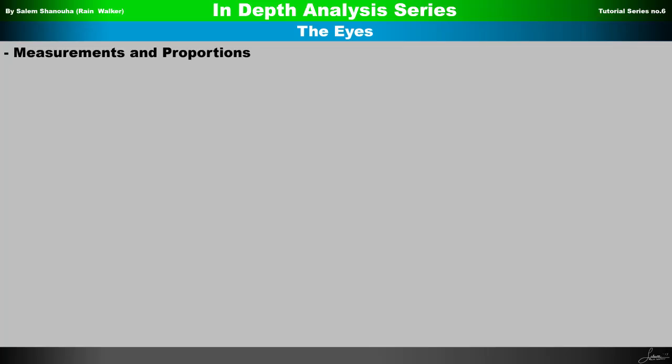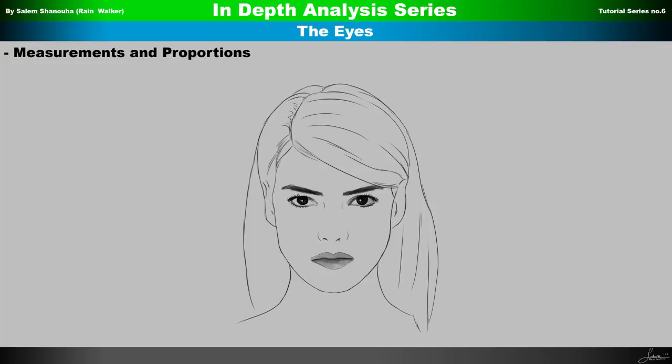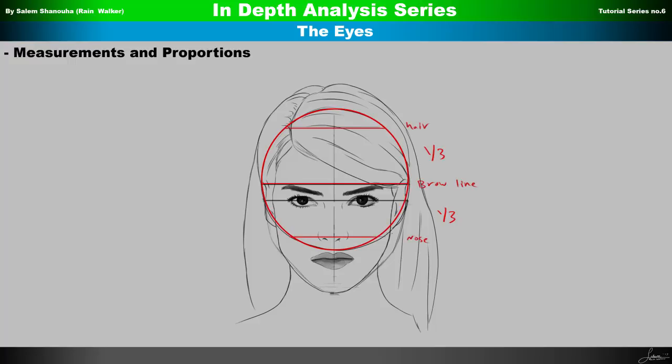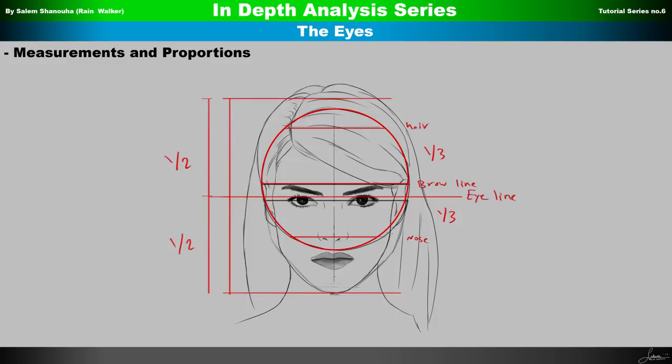Let's start with the basic measurement and proportion of the eyes. We have seen in different methods that the head can be drawn as a circle with the jaw area attached to it. So to get the eyes, we can divide this circle in half to get the brow line, then divide it in 6 parts to get 1/3 for the hairline and 1/3 for the nose line. And the last third down will be for the chin. To get the eye line, we can divide the whole head in half and we will have the eye line.